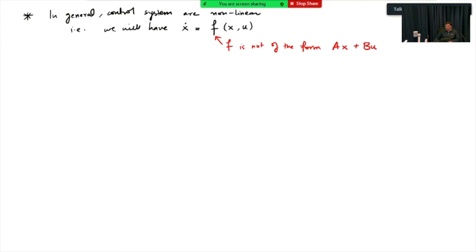So then what do we do? Is there still a way that we can avert this difficulty and still be able to work with the system? And it turns out that yes, there is a technique which is called the linearization of nonlinear systems.